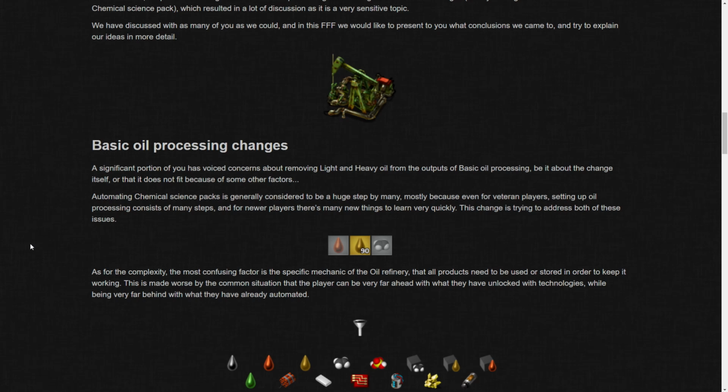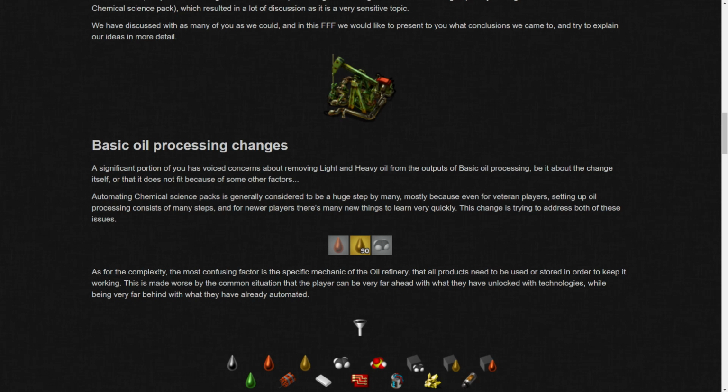The chemical science pack uses solid fuel, and so we were concerned about the fact that this new basic processing was teaching you to use petroleum gas to create solid fuel when you really should be using light oil to create it because it's just so much more efficient to do it that way. Right.